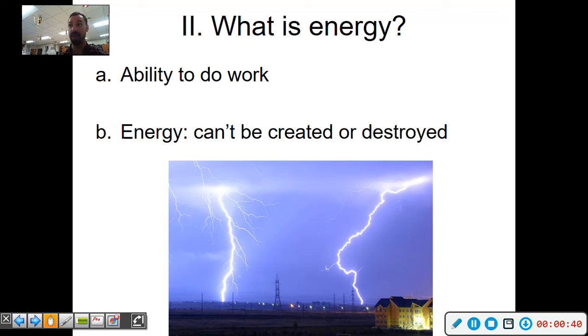Energy, remember, cannot be created or destroyed. So it doesn't come out of thin air. It's transferred from one thing to the next. So that's what we call the law of conservation of energy. Okay, so that's definitely something true about energy. So we'll look at the origins of it and where it transmits from one thing to the next.